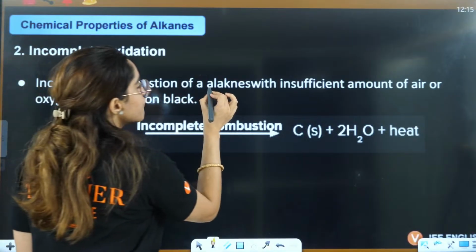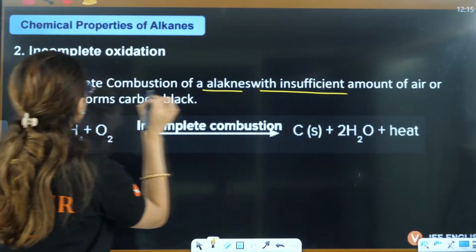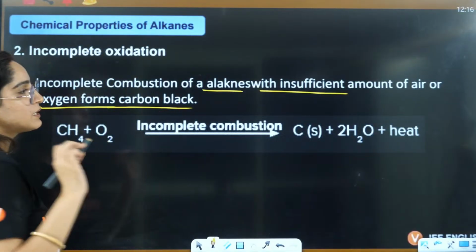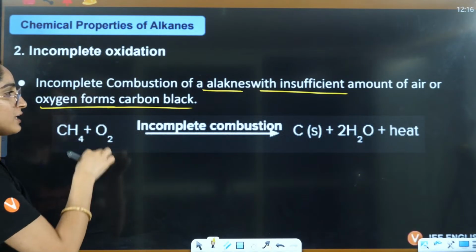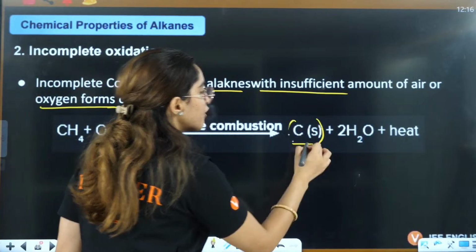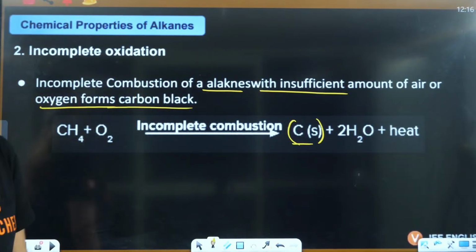Incomplete combustion of alkanes with insufficient amount of air or oxygen forms carbon black, right? If there is incomplete combustion, then you will have the formation of carbon black here. Simple carbon will be formed here.